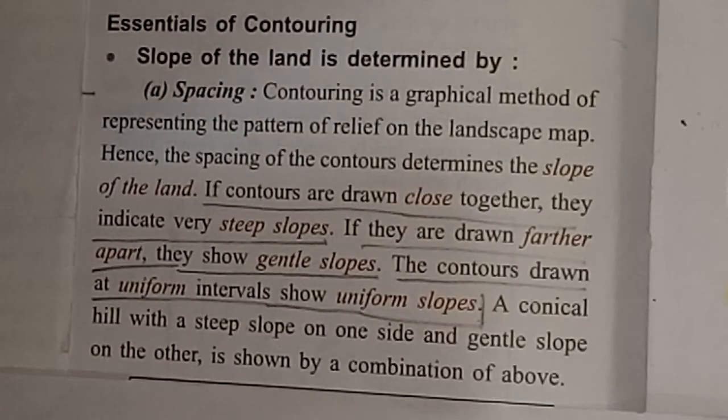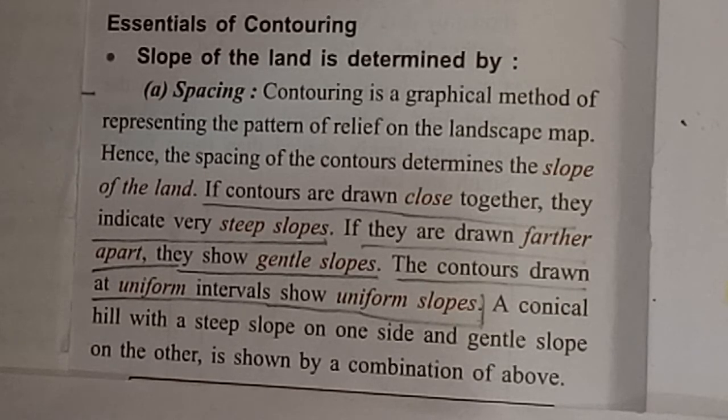Now come to the next point, that is essentials of contouring. The slope of the land is determined by the spacing of contours. How will we determine it? The first point is spacing, that means the space between the contours. Contouring is a graphical method of representing the pattern of relief on the landscape map. Hence, the spacing of the contours determines the slope of the land. So it determines whether the slope is steep or gentle.